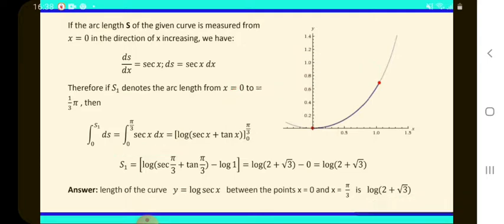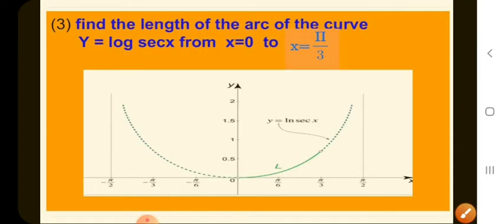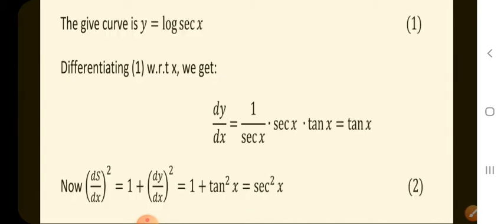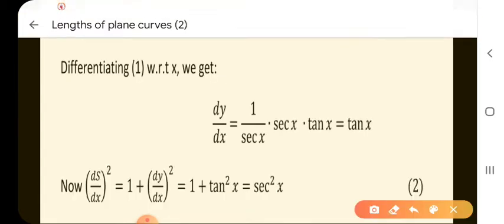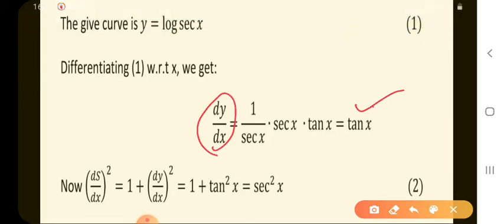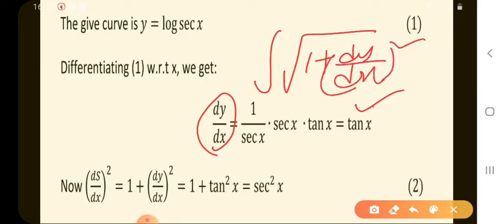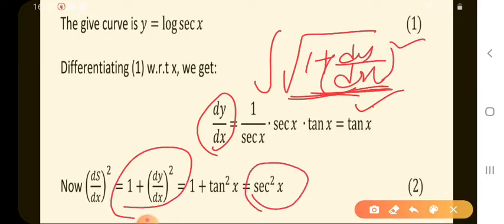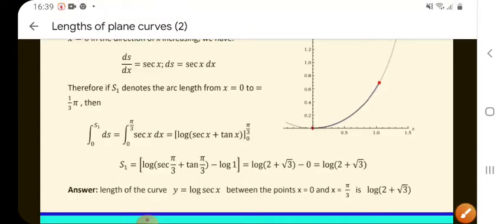Okay, is it clear or not? See, first what is the equation here? Y equals log secant x. Limit values are already given, but I draw the graph. Next, first I differentiate y equals log secant x with respect to x. What is the value of dy by dx here? Tan x. What is the formula? Integral root 1 plus dy by dx whole square. What is its value? Secant square x. So I write integral root secant square x. Root and square cancelled, only integral secant x. This is the right one.